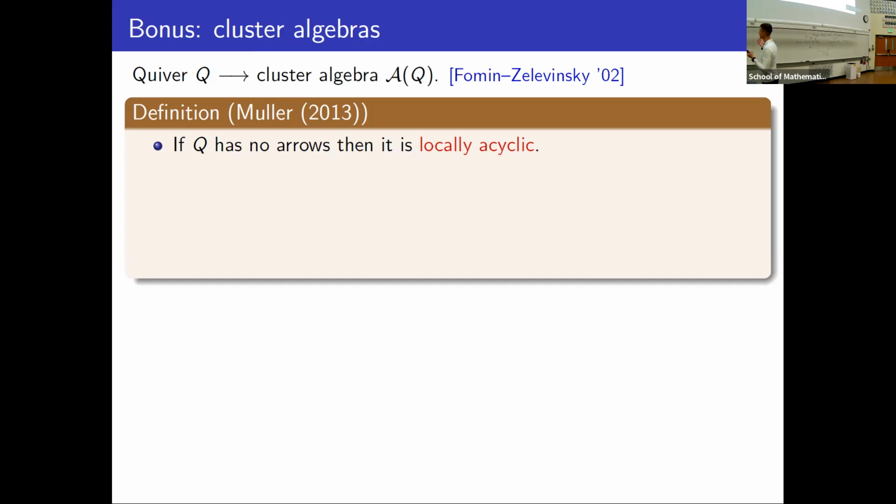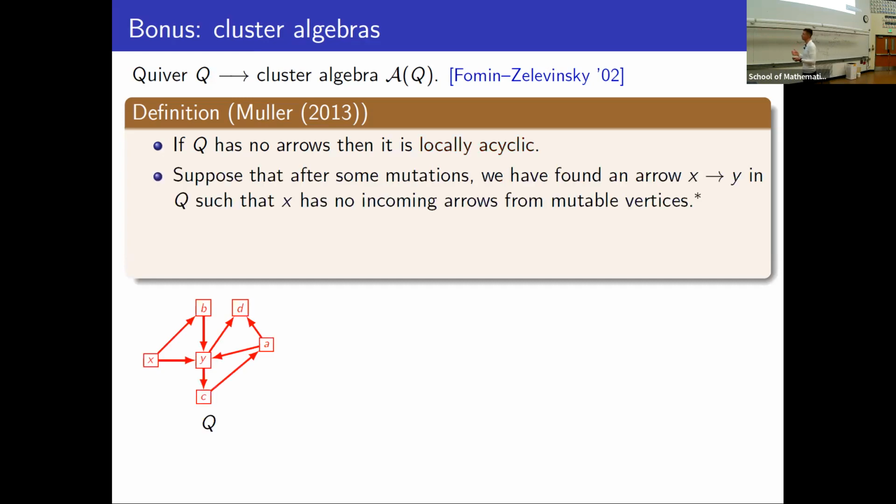The definition is recursive. If your quiver has no arrows, then by definition it's locally acyclic. If it has some arrows, the game is to mutate your quiver until you find something called a separating edge. I'm not going to give you a general definition of a separating edge, but the simplified definition is you mutate until you find a source vertex.